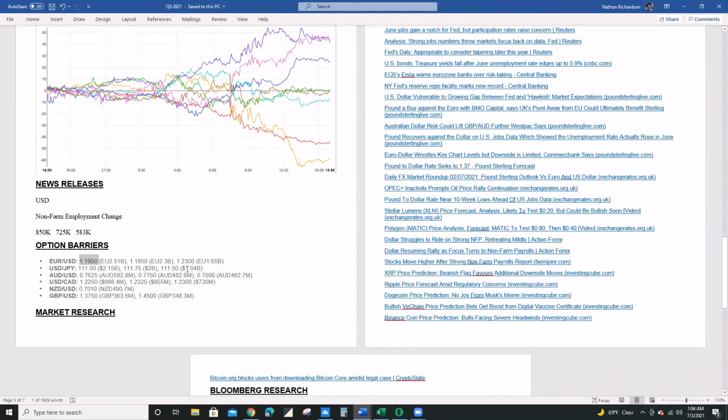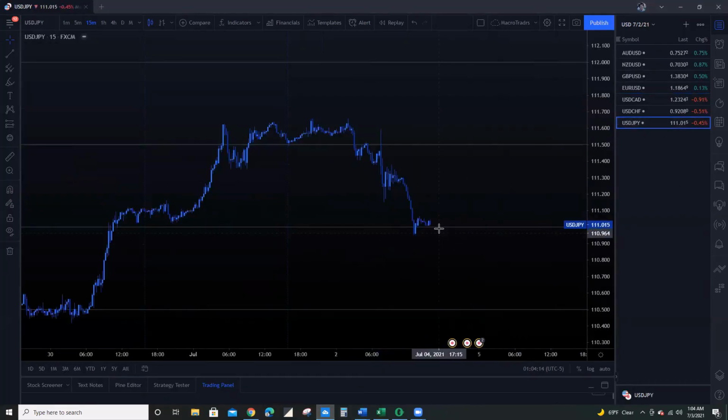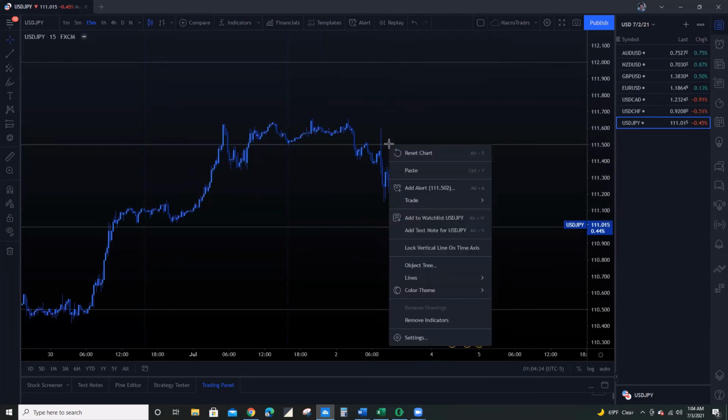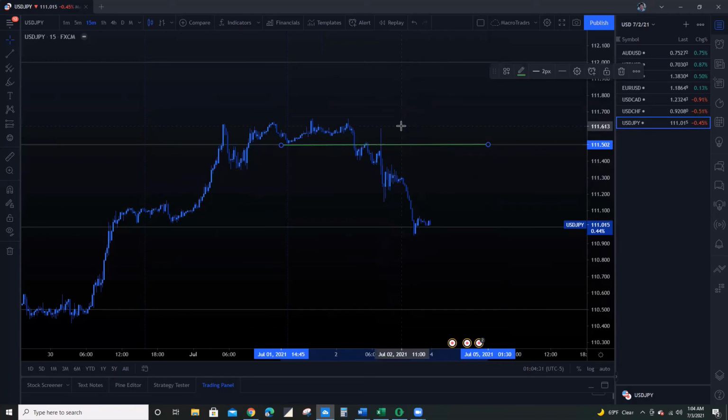111, 111.75, 111.5 on UJ. Oh, so that one was hit. They expire at 10 a.m. or 9 a.m. for our time. So this one was hit. But basically, today's not going to be a good example since NFP hogged all of the volatility for the day.